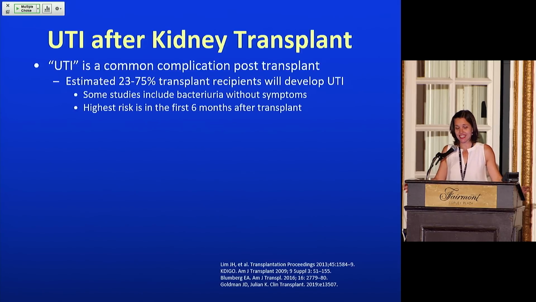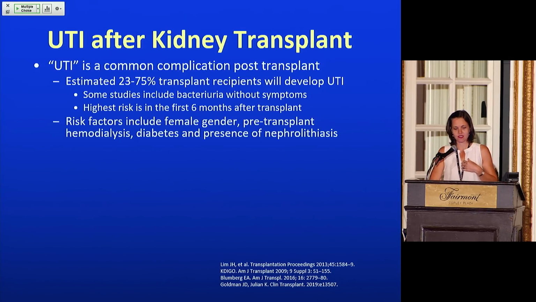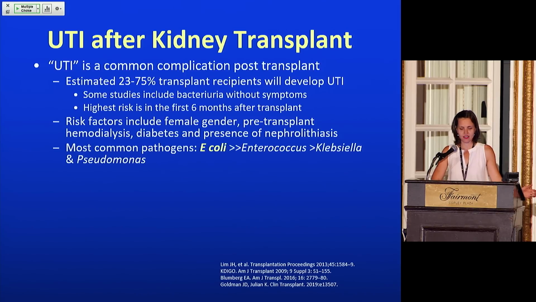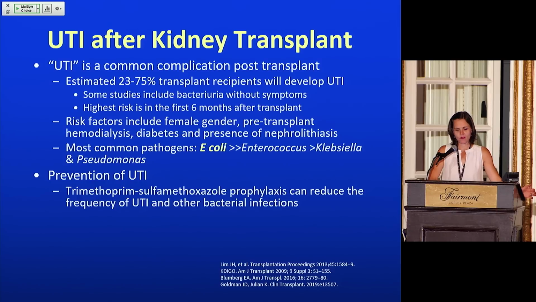So UTI is a common complication post-transplant. It happens in an estimated 23 to 75% of transplant patients. I think the reason for the range is that some studies include asymptomatic bacteriuria and some include UTI that's symptomatic. The risk is highest in the first 6 months. Risk factors include being a female, pre-transplant hemodialysis, diabetes, and having nephrolithiasis. The most common pathogens are listed there. By far and away, it's E. coli.